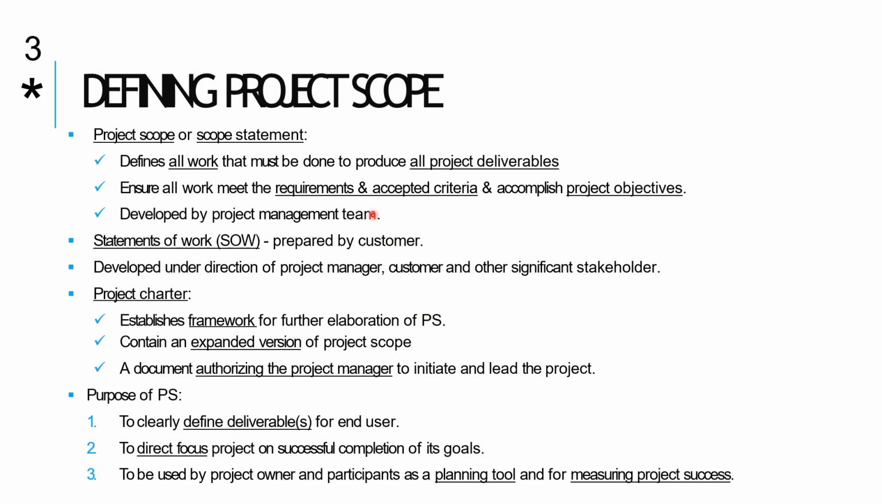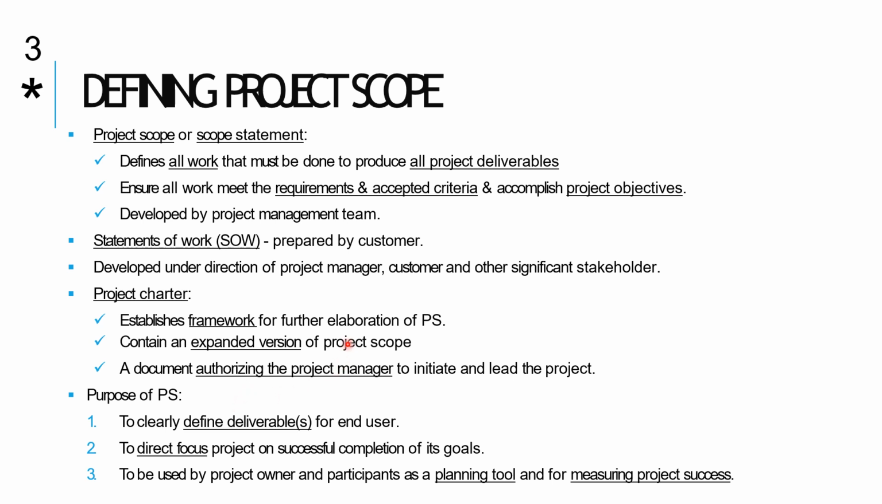Okay, then we move into the scope. In the scope, you need to see what is in it. It defines all work that must be done to produce all project deliverables, and ensures all work meets requirements and acceptance criteria and accomplishes project objectives. It is developed by the project management team, under the direction of the project manager, customer and other significant stakeholders. The project charter establishes the framework, explains the vision, and is a document that authorizes the project manager.